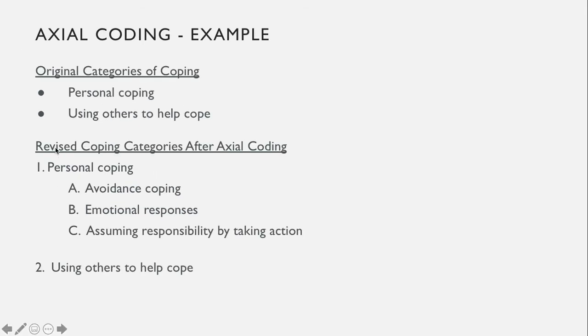So here's an axial coding example. They started out with personal coping, and others to help cope, and they changed it to avoidance coping, emotional responses, assuming responsibility by taking action, all the sub themes of personal coping, and then another theme was using others to help cope.